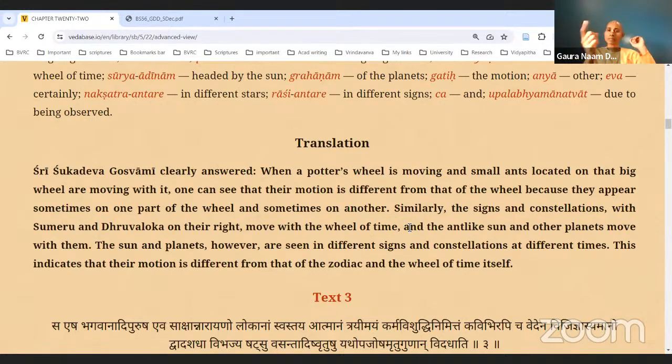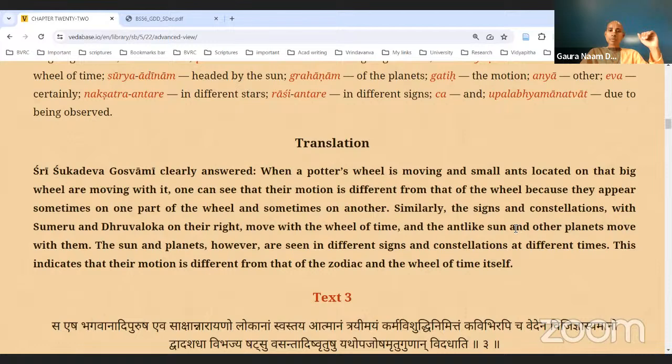just like a pot is moving circularly, but an ant sitting on it is moving in the opposite direction. So with respect to the pot, the ant is moving in the opposite direction. But from our point of view, even the ant is also rotating clockwise along with the pot. But with respect to the pot, the ant is moving in the opposite direction. So similarly, the sun daily, with respect to our position, is moving clockwise.